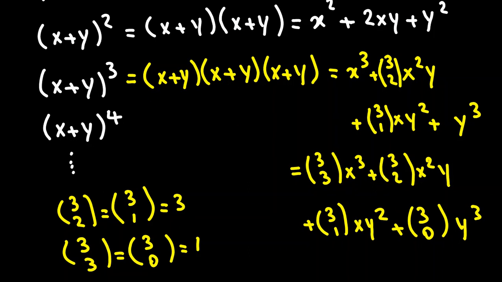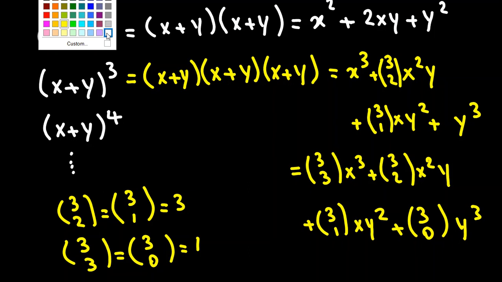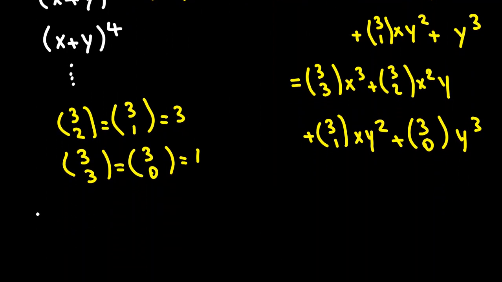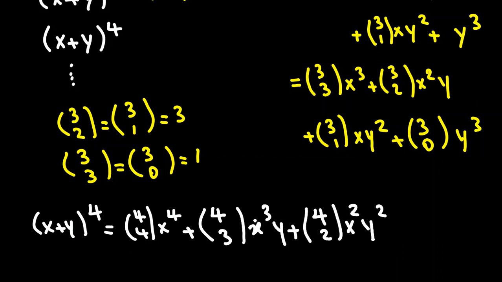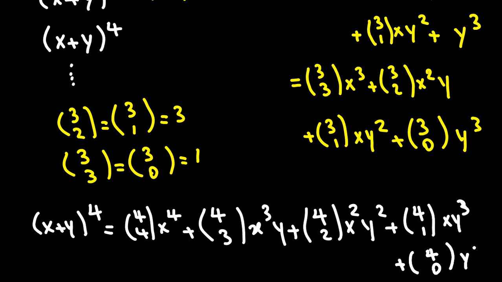Now I want to generalize this one. I will tell you this one for 4. For 4 it will be what? Can you guess? (x plus y) to the power 4, you say okay, 4 choose 4 x to the 4 plus 4 choose 3 x cubed y plus 4 choose 2 x squared y squared, decrease the power of x, increase the power of y by 1, plus 4 choose 1 x y cubed, and the last one is 4 choose 0 y to the 4.